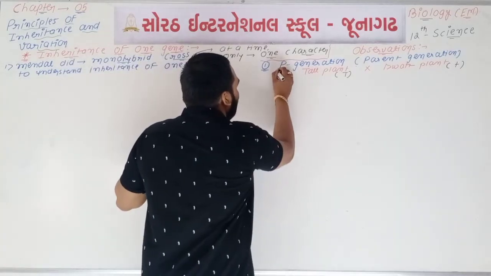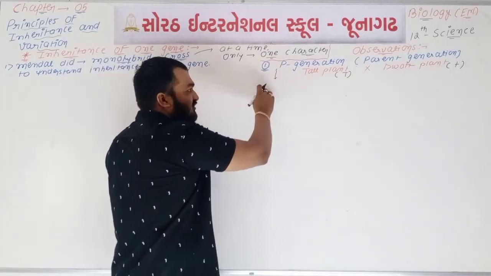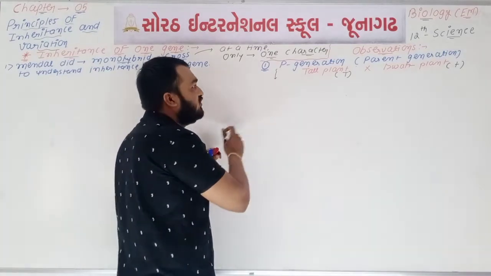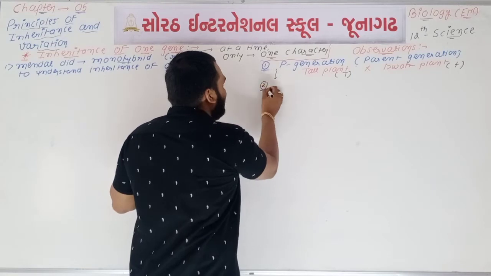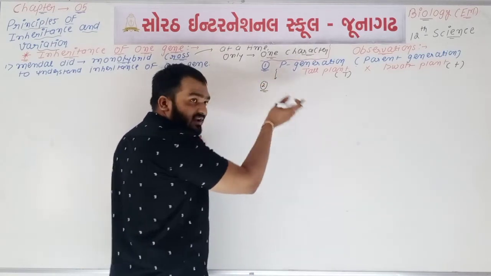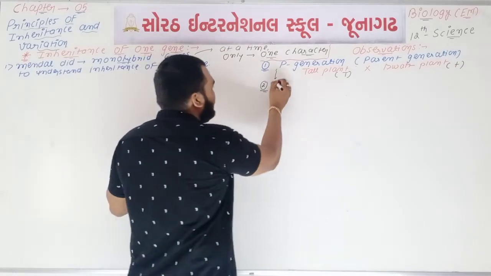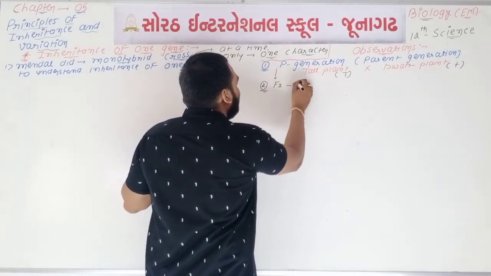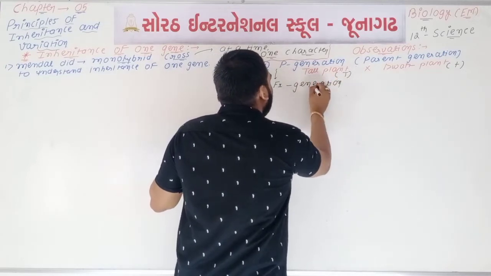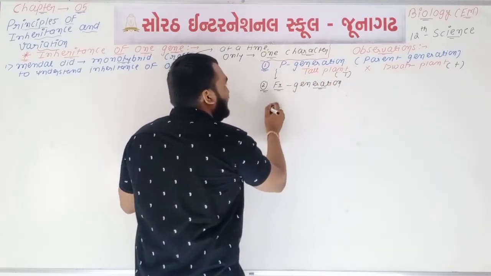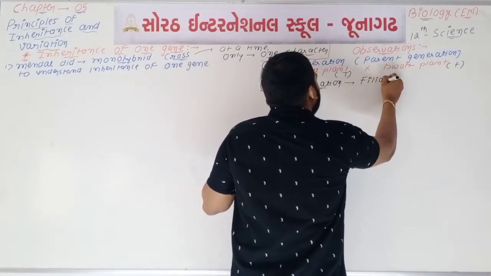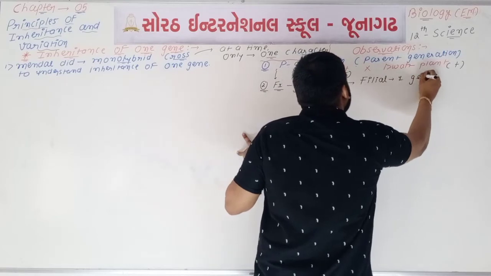We can say that P generations after the process of hybridization, or after the process of sexual reproduction, the next generation, meaning the progeny of the P generation, is known as the F1 generation. So what is the meaning of F1 generation? F1 generation is one type of progeny of the P generation.